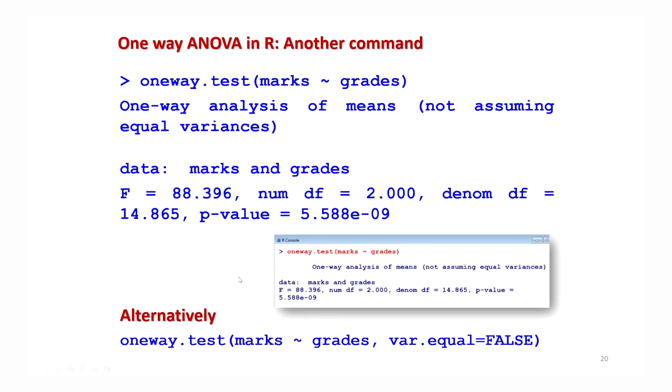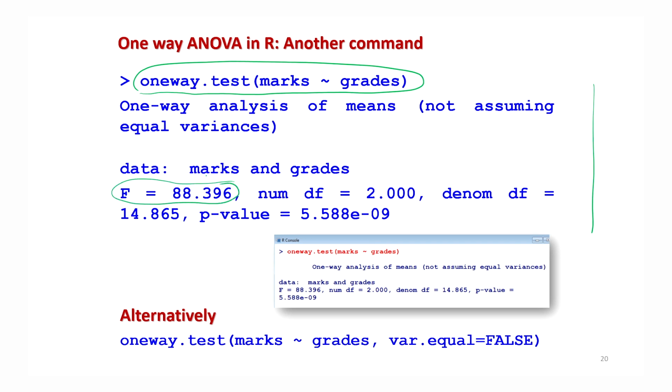So now if you see, on the same data set I try to conduct this test. We have the command oneway.test marks tilde grades. That is the simplest option. It will give you this type of output. You can see it is giving you the value of the statistic, the degrees of freedom of the numerator, the degrees of freedom of the denominator, and then the p value, right.